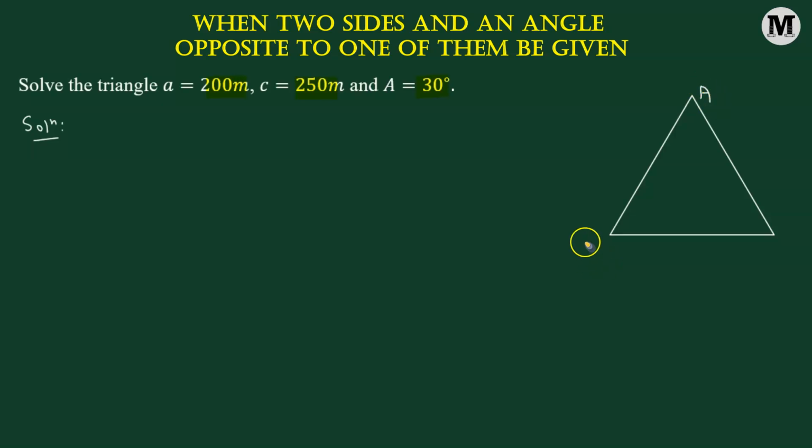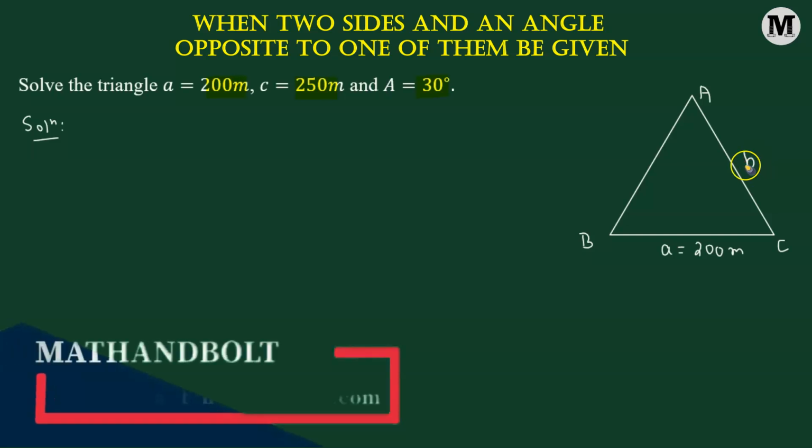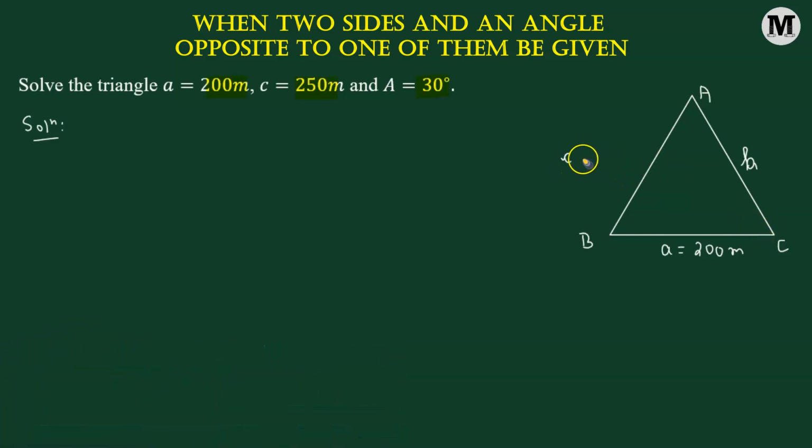So here we have the triangle ABC. The side opposite to angle A, which is BC, will be denoted by the lowercase letter a. The measure of the side is given as 200 meters. Then we have the side opposite to angle B, which is AC, denoted by lowercase b. And then we have the third side AB, which is opposite to angle C, denoted by lowercase c, and it has a measure of 250 meters.